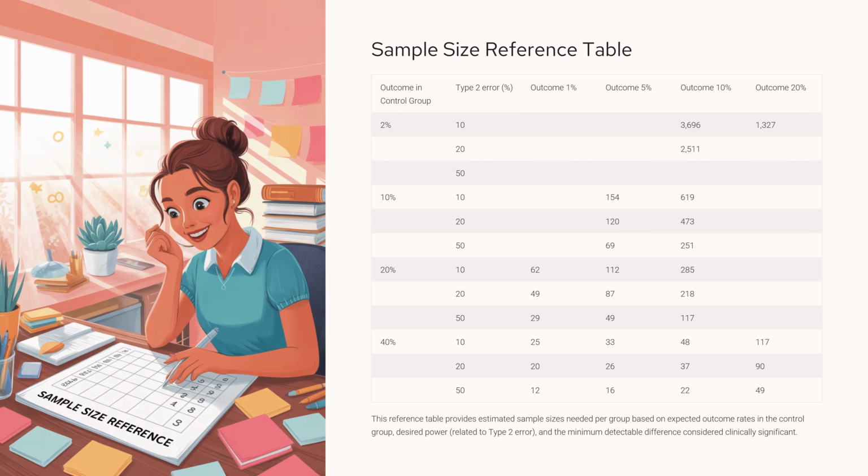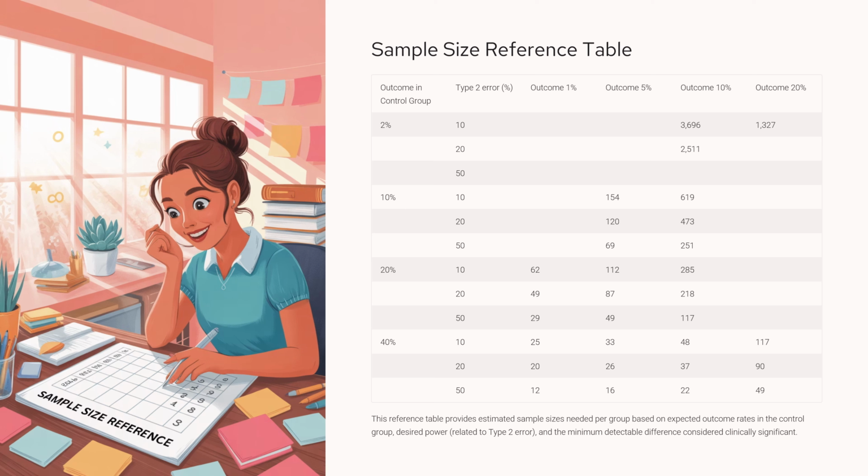So let's see what happens to sample sizes when you play with the outcomes in each group and the type 2 error rate. So in the top row, you have outcome in the control group, and the outcome can be 1%, 5, 10, 20% going to the right. In that first column on the left, you can see the outcome in the intervention group being 2, 10, 20, and 40%, and it's varied for the type 2 error rate, okay? The type 2 error is becoming higher, meaning less power, as you go down in each of the columns: 10%, 20%, and 50%.